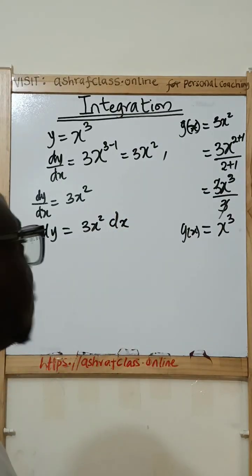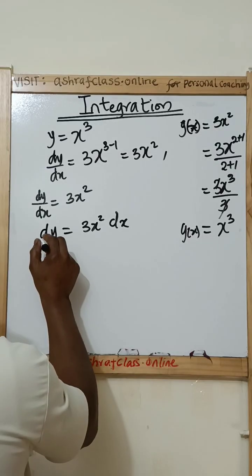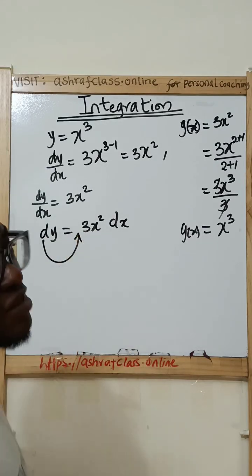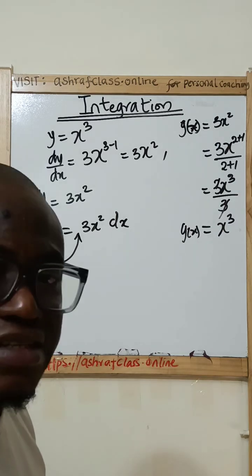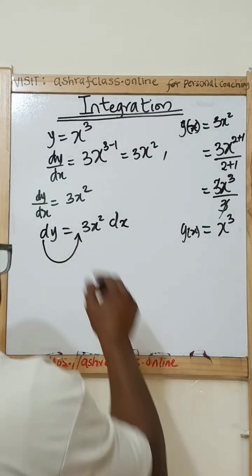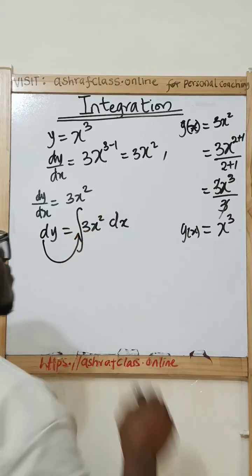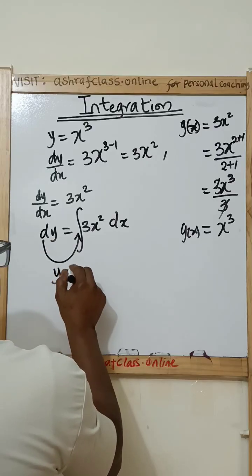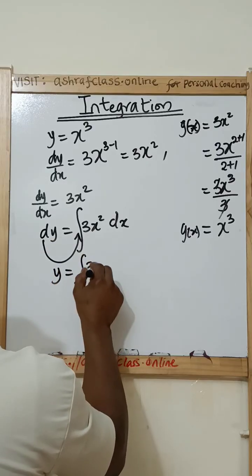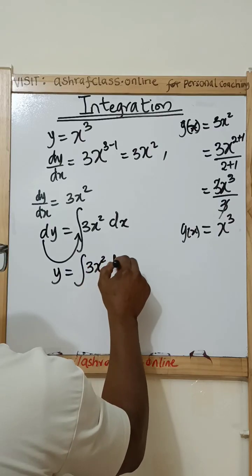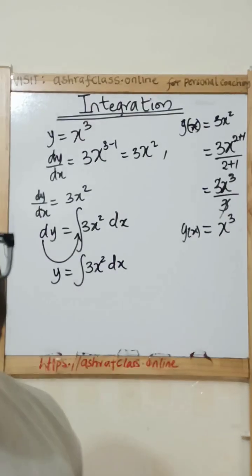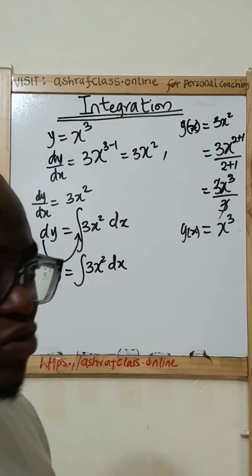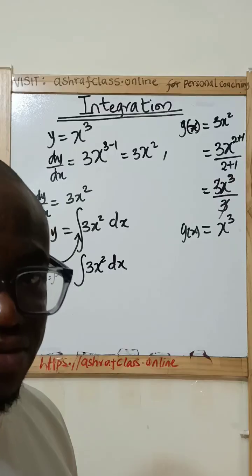Now this d that is here, we should go to this side and represent it as a summation sign. It will be represented like this. So that means this y will now become the integral of 3x squared dx. So this is how we represent integration.